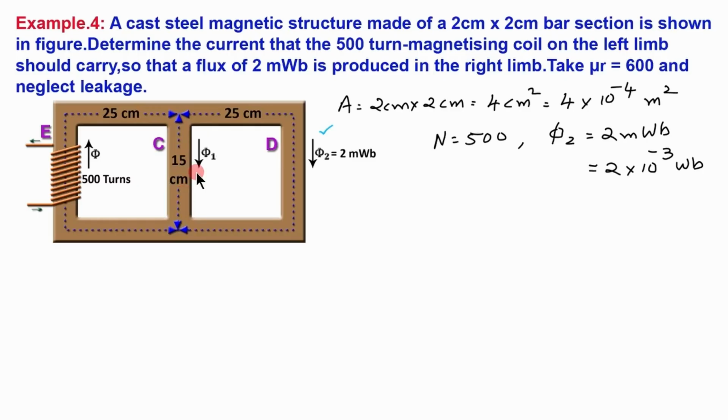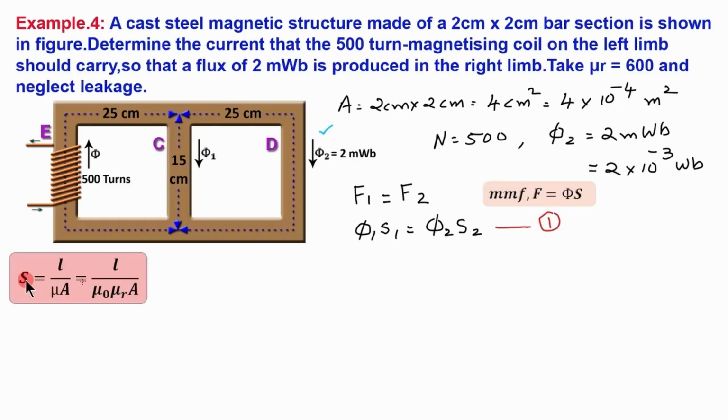Since the paths C and D are in parallel with each other with respect to E, MMF across limb C will be the same as that across D, like parallel electric circuits. That is, MMF F1, that is across the limb C, is equal to MMF across limb D, which is F2. But MMF F is equal to phi into S. Therefore, this becomes phi1 S1 is equal to phi2 S2. Let this be equation number 1.